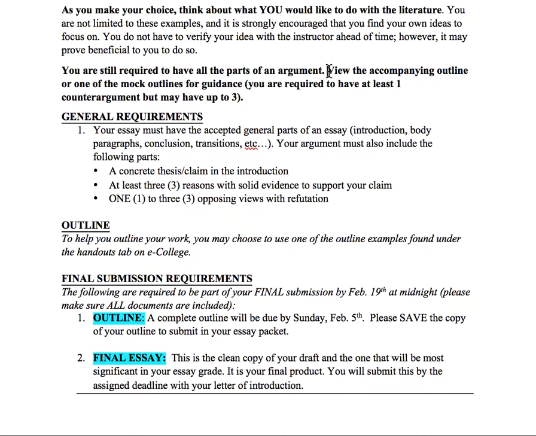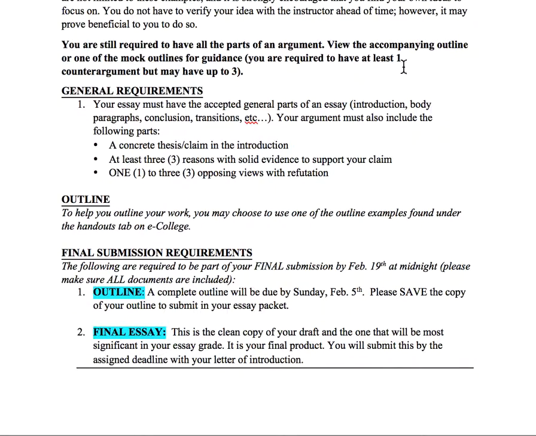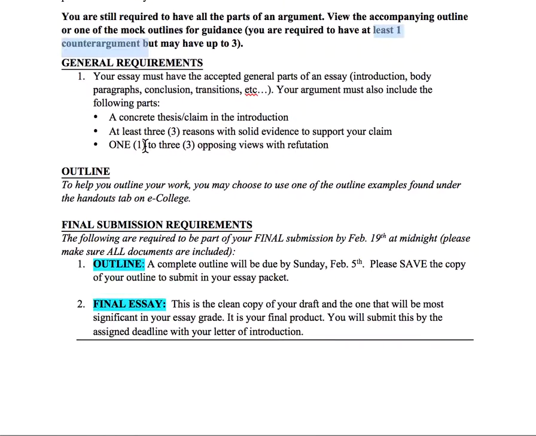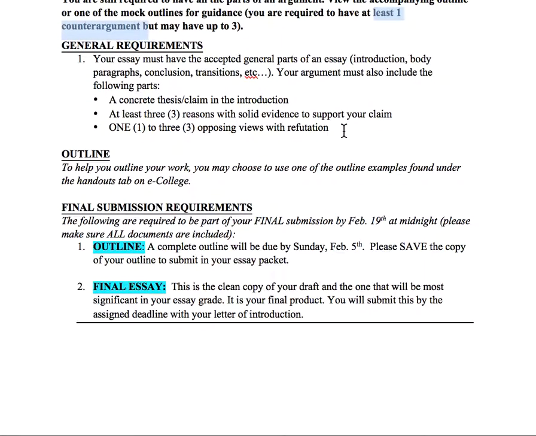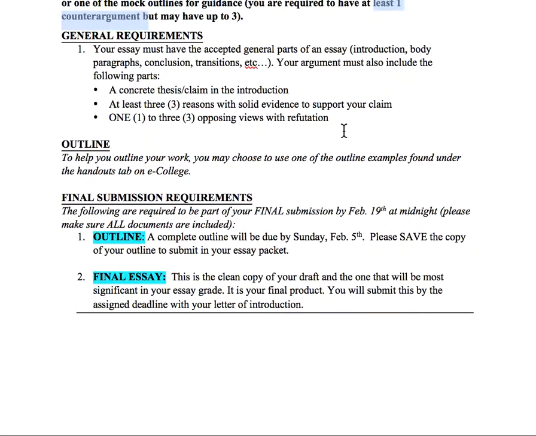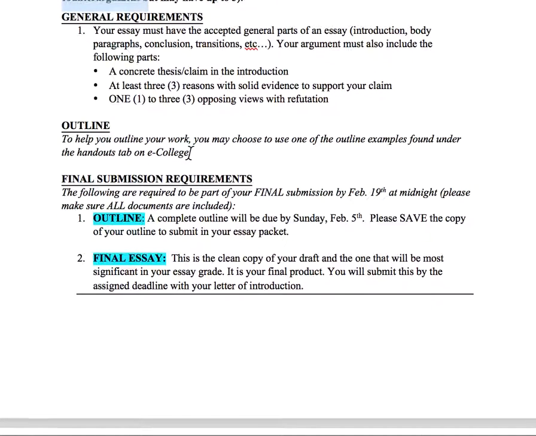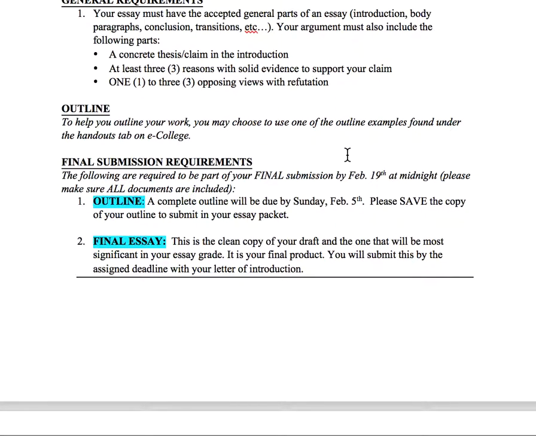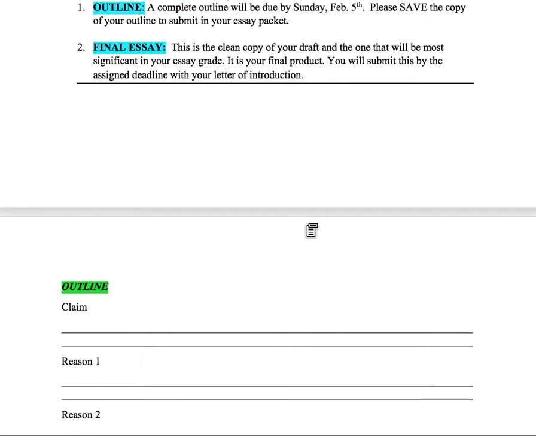Make sure that you use the outline to help you. And then you have to have at least one counter argument. So one other idea that you refute, but you can have up to 3. So general, usual essay formatting requirements and usual content requirements, the outline, of course, and then the final submission. So when you submit to me, you're actually going to submit the outline on February 5th, save a copy, and then submit it in the packet, and then the final essay as well.